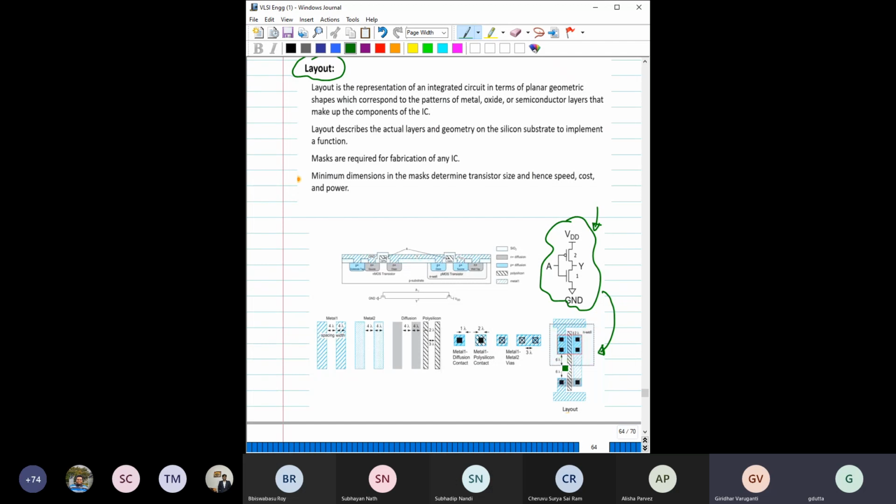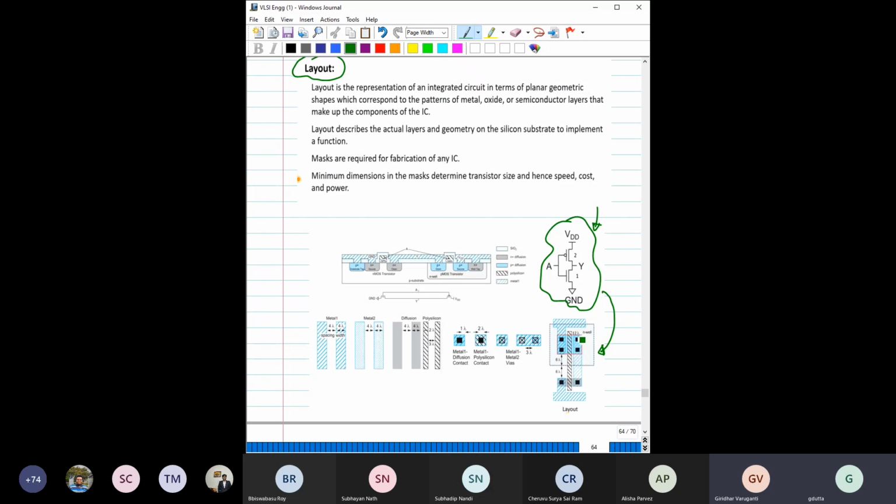Okay, so these dimensions are 6 lambda. What is this lambda and all these things? All these things have been clearly discussed there, right? So this 6 lambda, as a designer you don't have to fix. The fabrication guys will fix it.